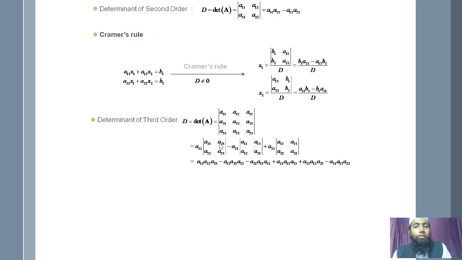So again a31 में क्या करेंगे? This column and this row we have to skip and we have to take the determinant of this 2 by 2, a12, a13, a22, a23, और इसको कैसे कैलकुलेट करना है? जस्ट नाउ बाय दिस मेथड and just by multiplying this one. And again, Cramer's rule is what? Cramer's rule for such type of system of equations in 3 variables.